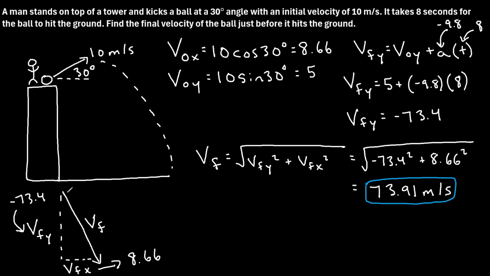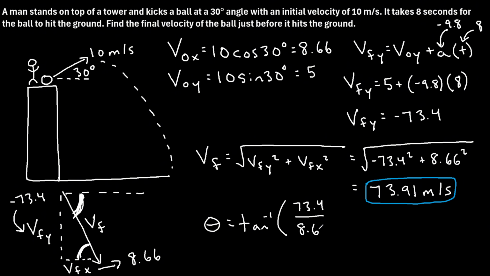Now, you might also want to know, what is this angle that it actually hits the ground at right here relative to the horizontal? So this angle right here is going to be the same as this angle. And to find this angle, all you have to do is take the inverse tangent of the y component divided by the x component. So the final angle, let's write that down. The angle is just equal to the inverse tangent of the y component, negative 73.4. And when we're doing the inverse tangent, you can just use the positive version of both components. So we'll say positive 73.4 divided by the x component, which is 8.66.